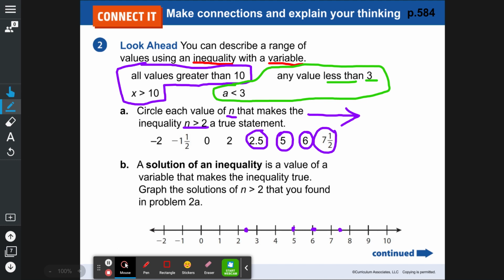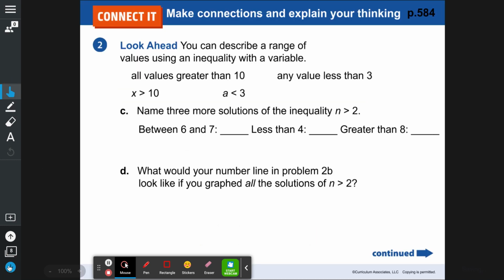And again, if you need to pause at any point, go ahead and pause the video to get caught up. Continuing problem number 2 on page 584, you can describe a range of values using an inequality with a variable. Okay, so again, all values greater than 10 would be this. x is greater than 10 is what we had before. Any value less than 3 is a is less than 3.